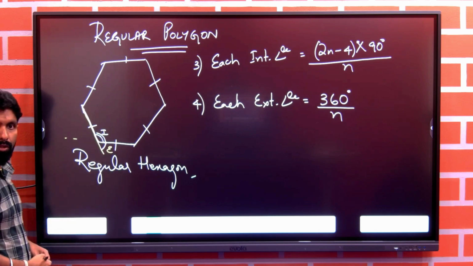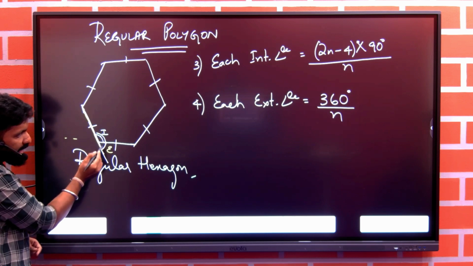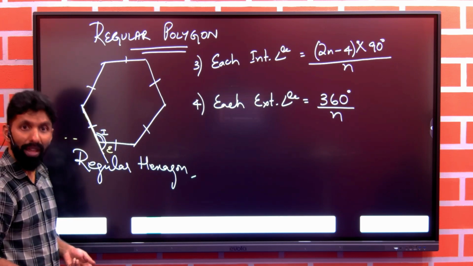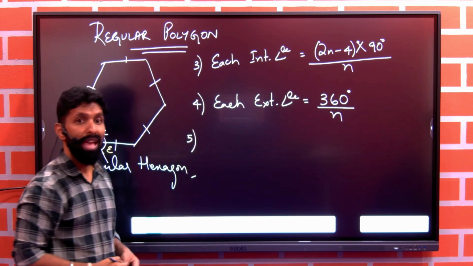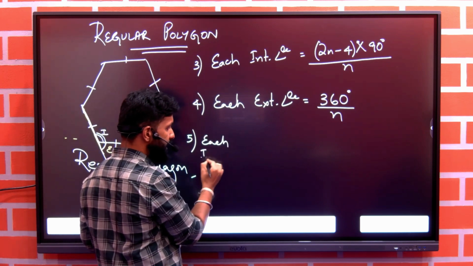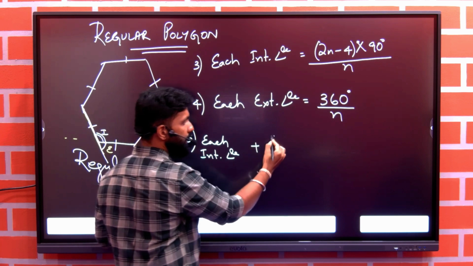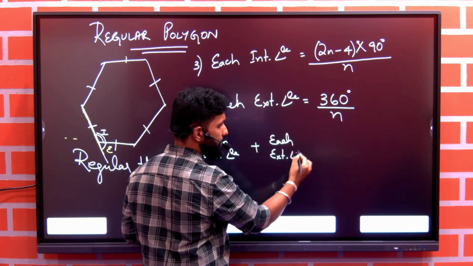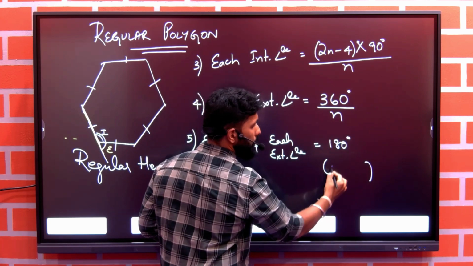I hope you understood. Can you see, since it is a straight line, interior angle plus exterior angle should always add up to 180 degrees. So that is also going to be a very, very helpful formula. So each interior angle plus each exterior angle is always equal to 180 degrees.